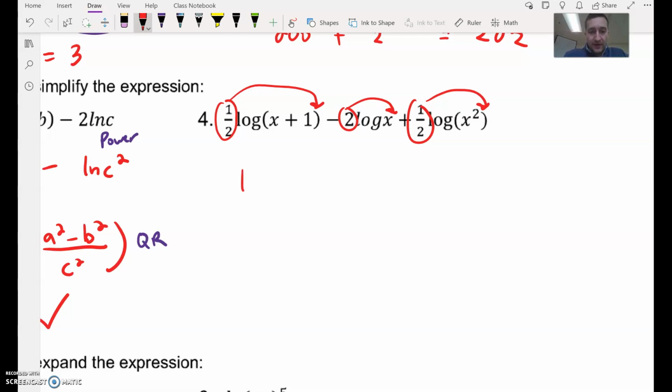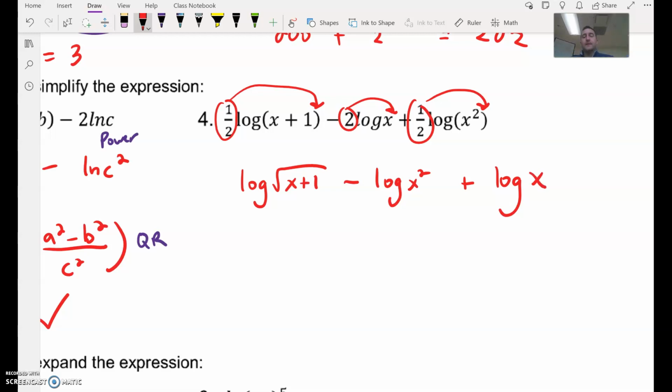So this would actually be log of the square root of x plus 1 minus the log of x squared plus the log of what's x squared square root. That would just be x. So now I'm here. Now I'm looking, I see 3 logs still, but I see a quotient rule that's about to happen. And then I see a product rule that's about to happen.